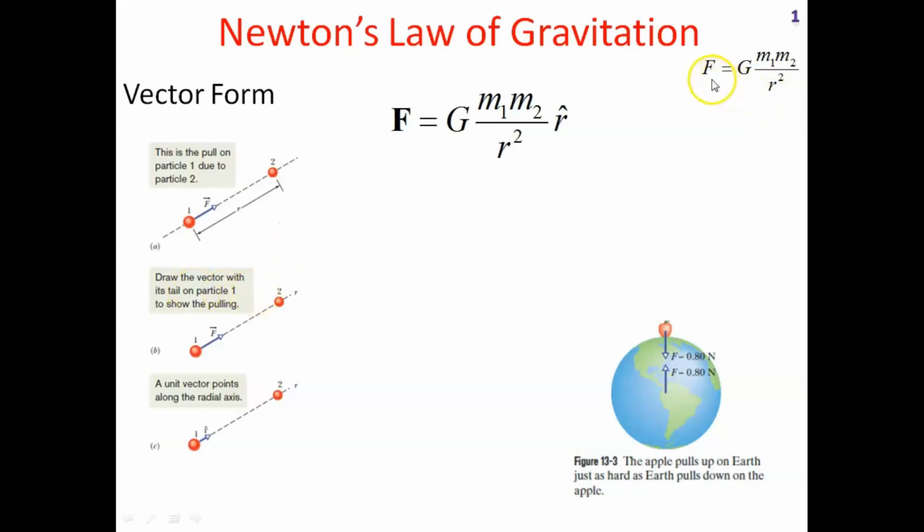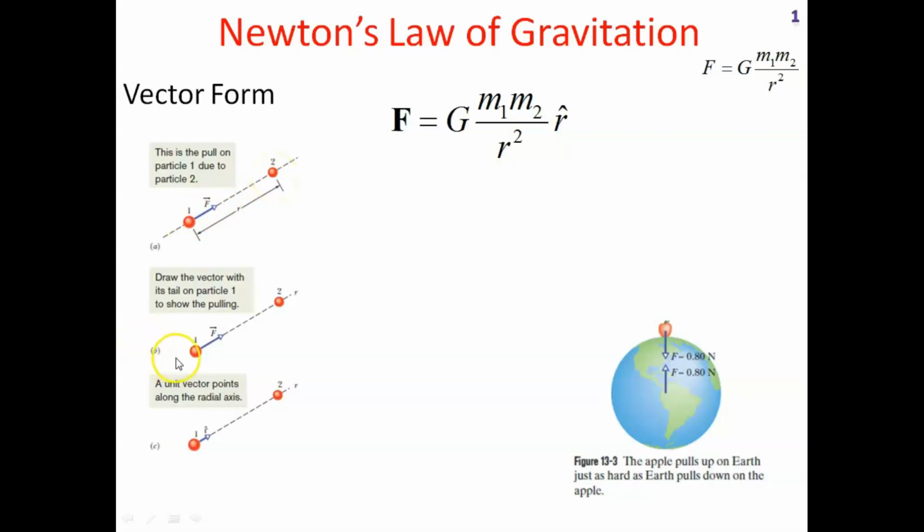We know the magnitude of force is G m1 m2 upon r square, where m1 is the mass of the object located at position 1 and m2 is the mass of the object located at position 2. R is the distance separating the two objects. Force on 1 is directed by this arrow, and F bar we can write as G m1 m2 upon r square into r cap.